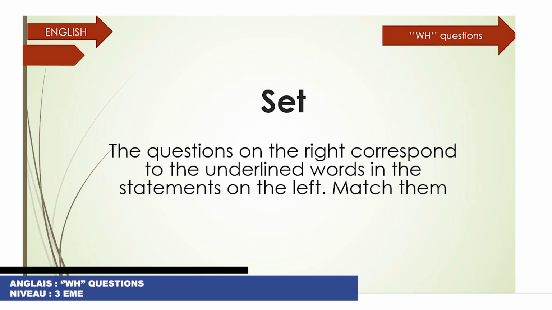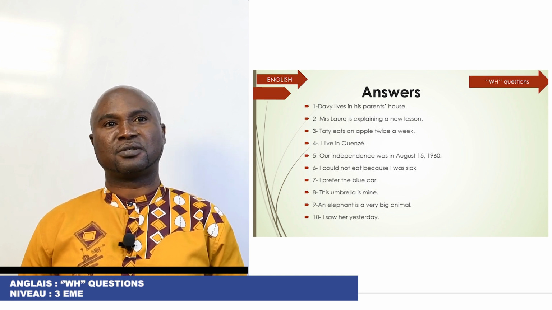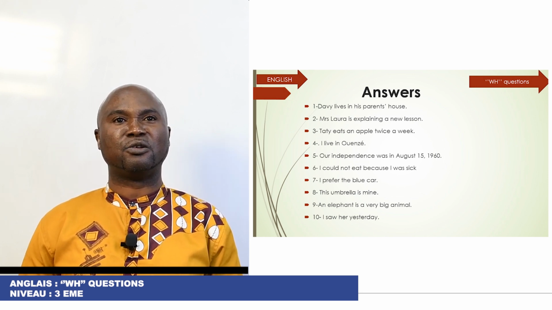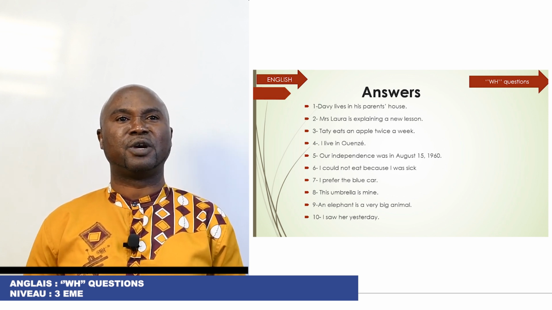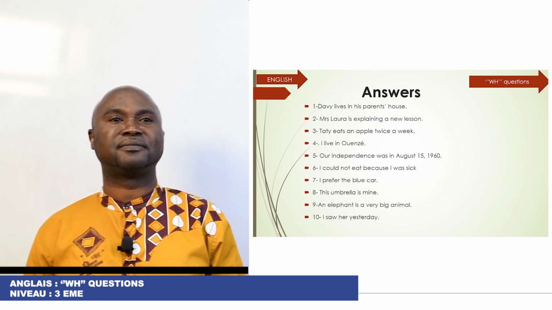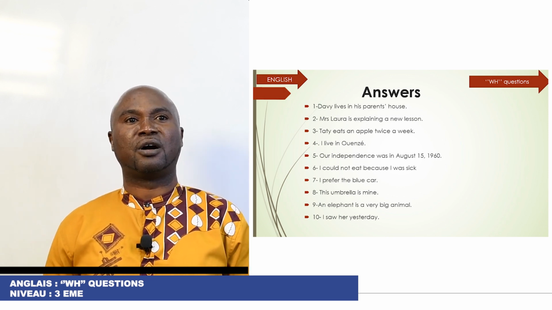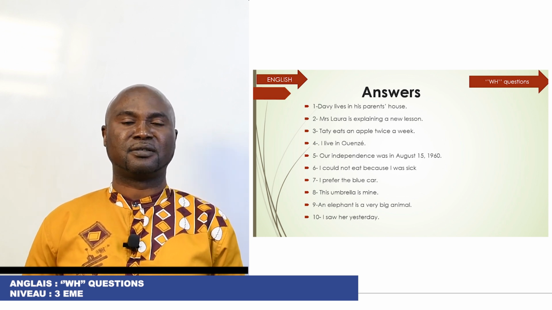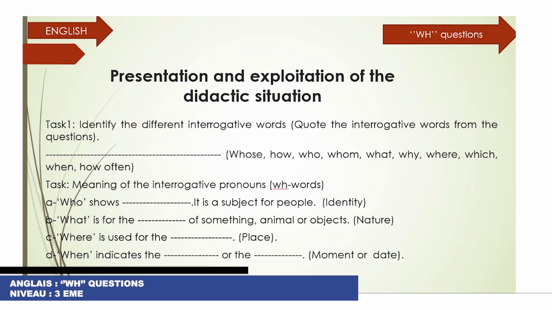On the other side we have the answers. The questions on the right correspond to the underlined words in the statements on the left. Match them. Here we have the answers. David lives in his parents' house. Mrs. Laura is explaining a new lesson. He eats an apple twice a week. I live in Wednesday. Our independence was on August the 15th, 1960. I could not eat because I was sick. I prefer the blue car. This umbrella is mine. An elephant is a very big animal. I saw her yesterday.